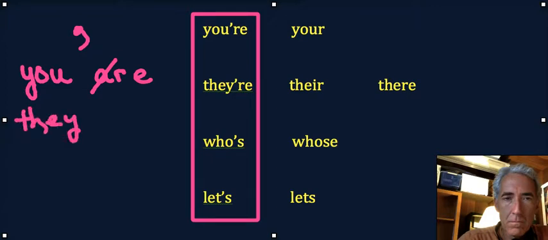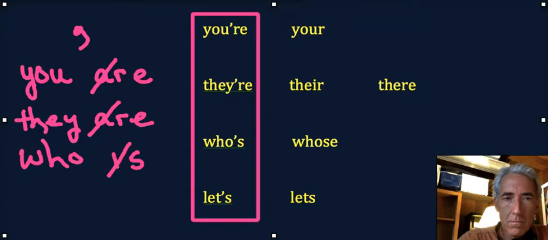They're, the first form, is they are. You get the idea. What you're saying is they are, and so on. Who's is who is. But you're saying who's. Who's there? Who is there? Last one, let's. What you're saying is let us. But you're saying it quickly, so you have let's go, let's eat, let us eat.